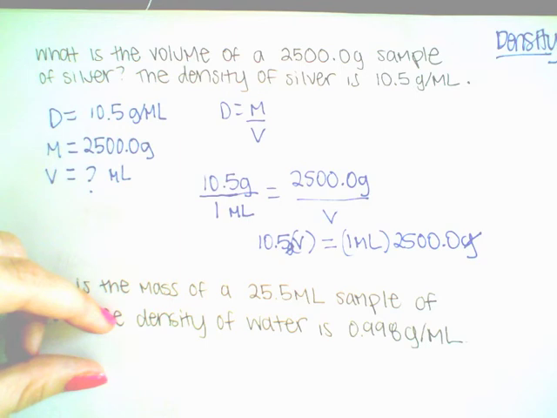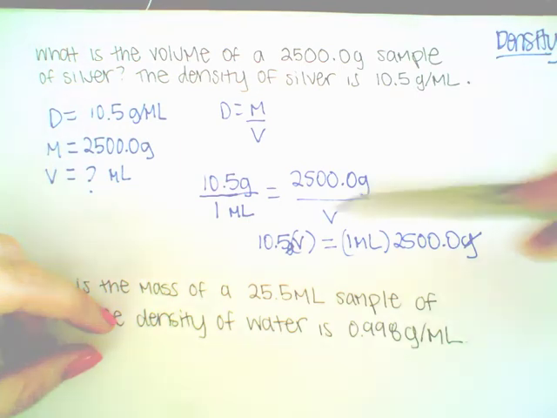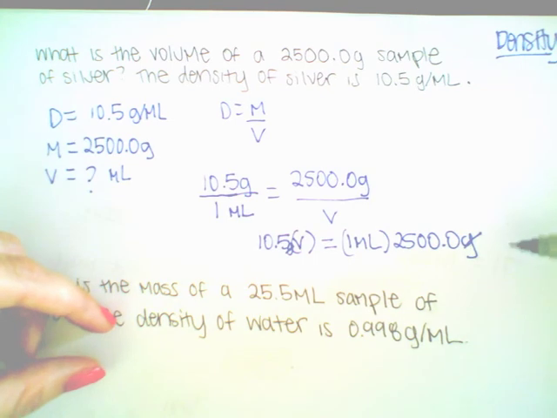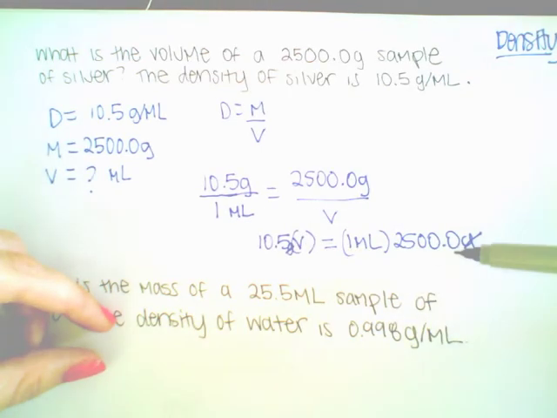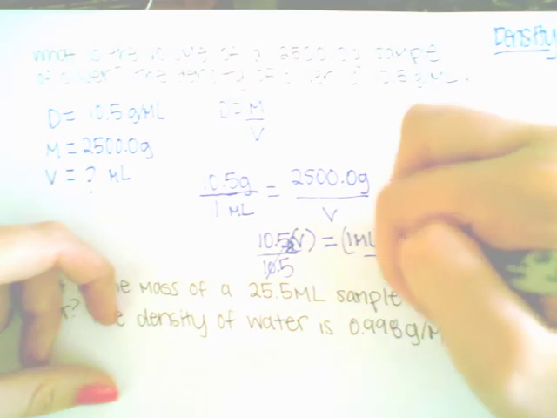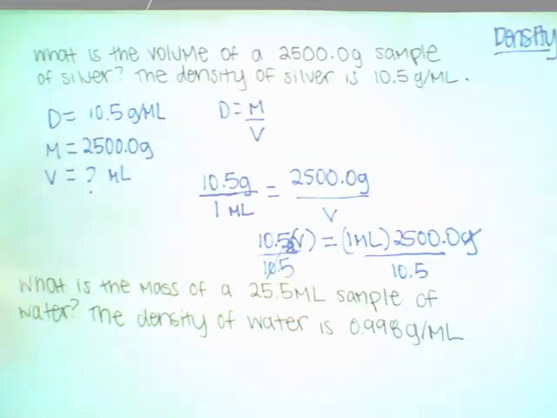So now we need to get volume by itself. I highly recommend that when you cross multiply that you write down this step. It's very easy to accidentally divide it backwards. So I can see here that if I want volume by itself, I need to bring 10.5 to the other side. So 1 times 2500 divided by 10.5.